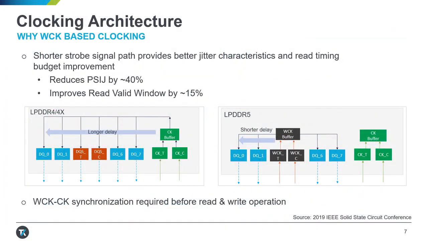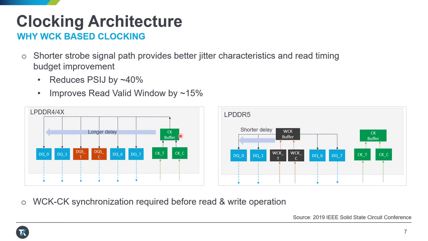So why do we need WCK-based clocking? LPDDR5 SDRAM uses WCK for a couple of reasons. First one is to capture the right data from the SoC, and the second one is to generate RDQS and push out DQ on the read path. Now, this was typically done by clock in LPDDR4.